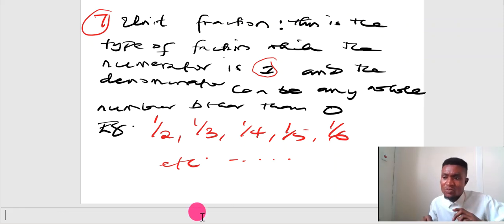So in our next class, we'll be solving different examples of fraction and see how we can work around some other things. We'll be talking about when a fraction is said to be undefined and so on and so forth.